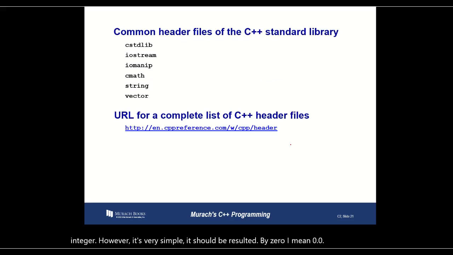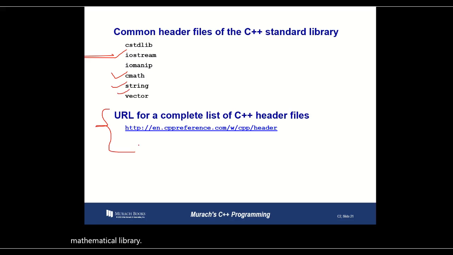There are common header files of the C++ standard library. Those are like cstdlib, iostream. We already talked about iostream. There are multiple others. cmath is a mathematical library. String, vector, we'll see. For a complete reference, you can take a look at this list of the header files.